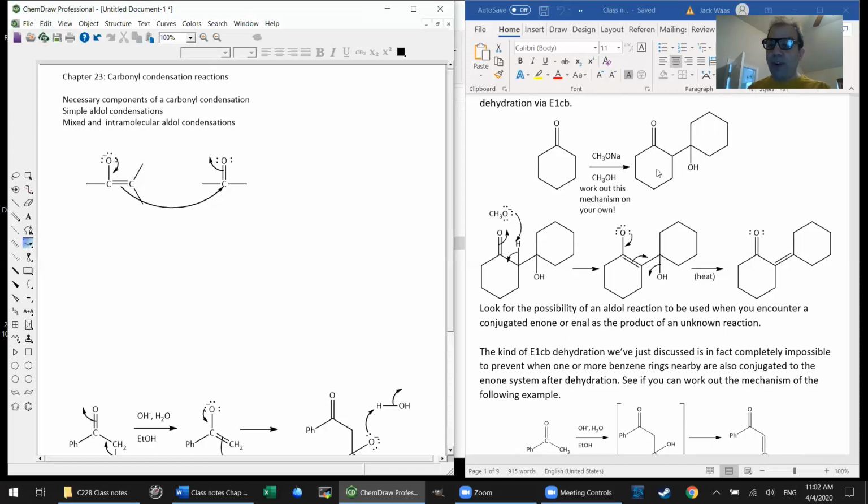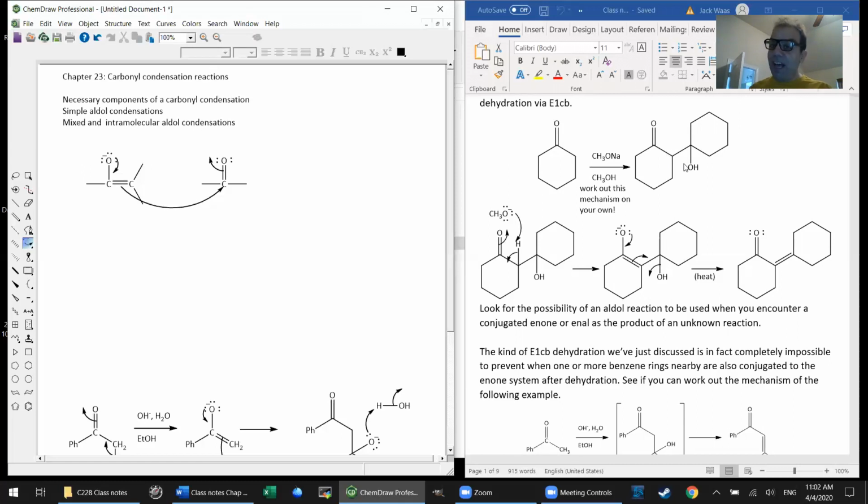So see if you can work out that mechanism on your own. Notice we're not given water here. So we need to be careful that we show that we don't use water molecules in our mechanism. But other than that, the mechanism is exactly analogous. So that would be good practice for you, getting from this molecule to this initial adduct.